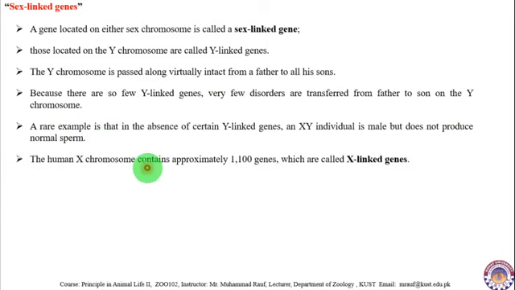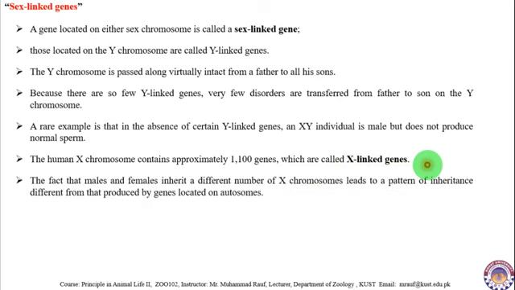The human X chromosome contains approximately 1100 genes which are X-linked. The fact that males and females inherit a different number of X chromosomes leads to a pattern of inheritance different from that produced by genes located on autosomes.